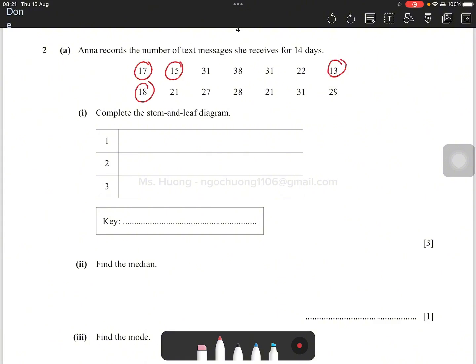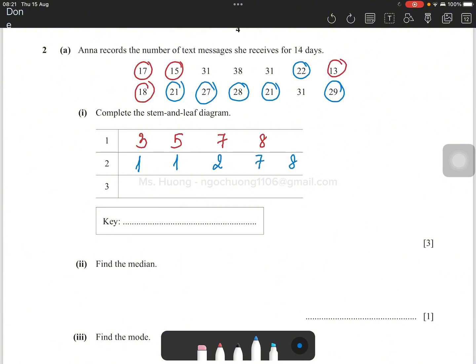So now we need to order them from smallest to greatest. The smallest is 13 and then 15, 17, and 18. Now let's check the numbers that have the tens digit of 2. They are 22, 21, 27, 21, and 29, and also 28, so 6 numbers. So we order them from smallest to greatest. 21 is the smallest, and we have 2 numbers, 21, and then 22, 27, 28, and 29.